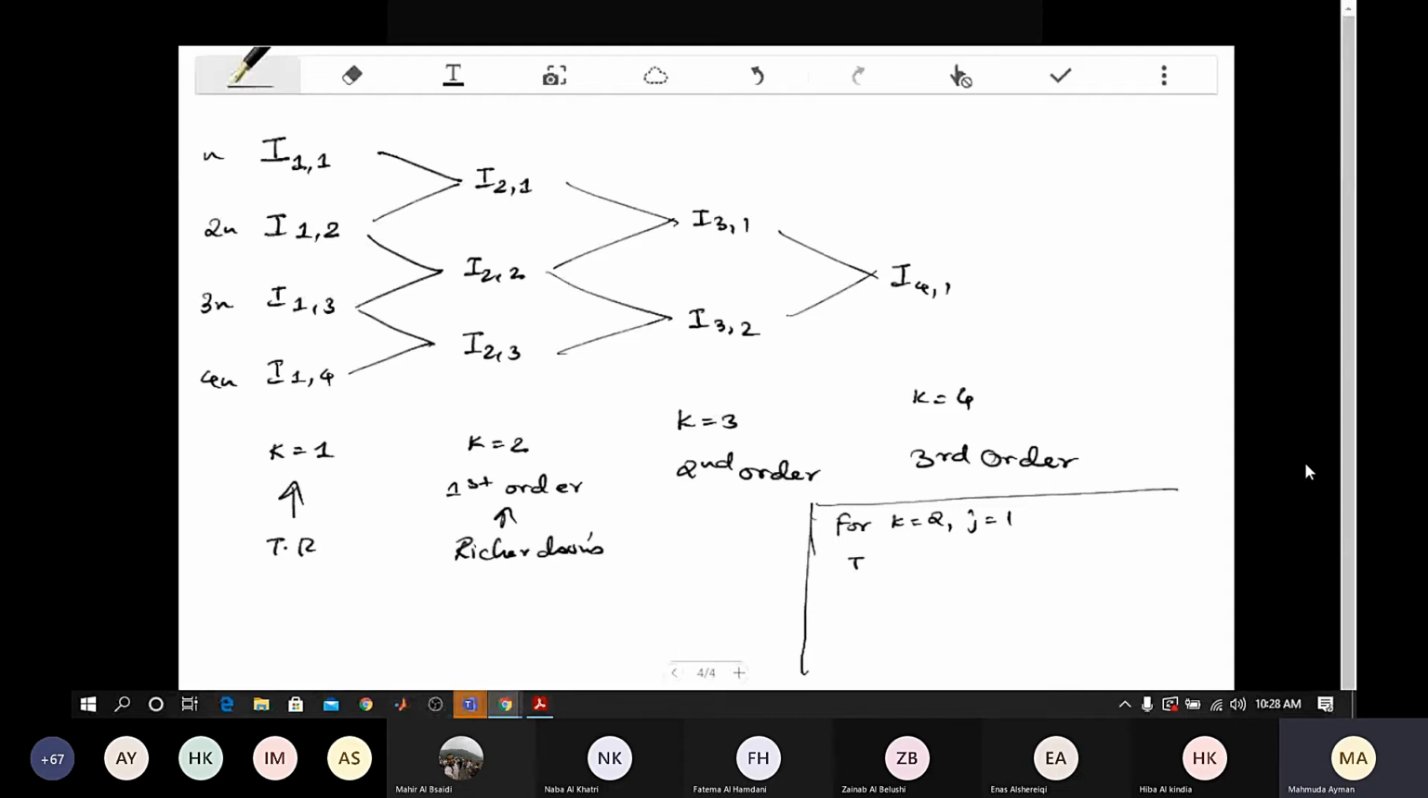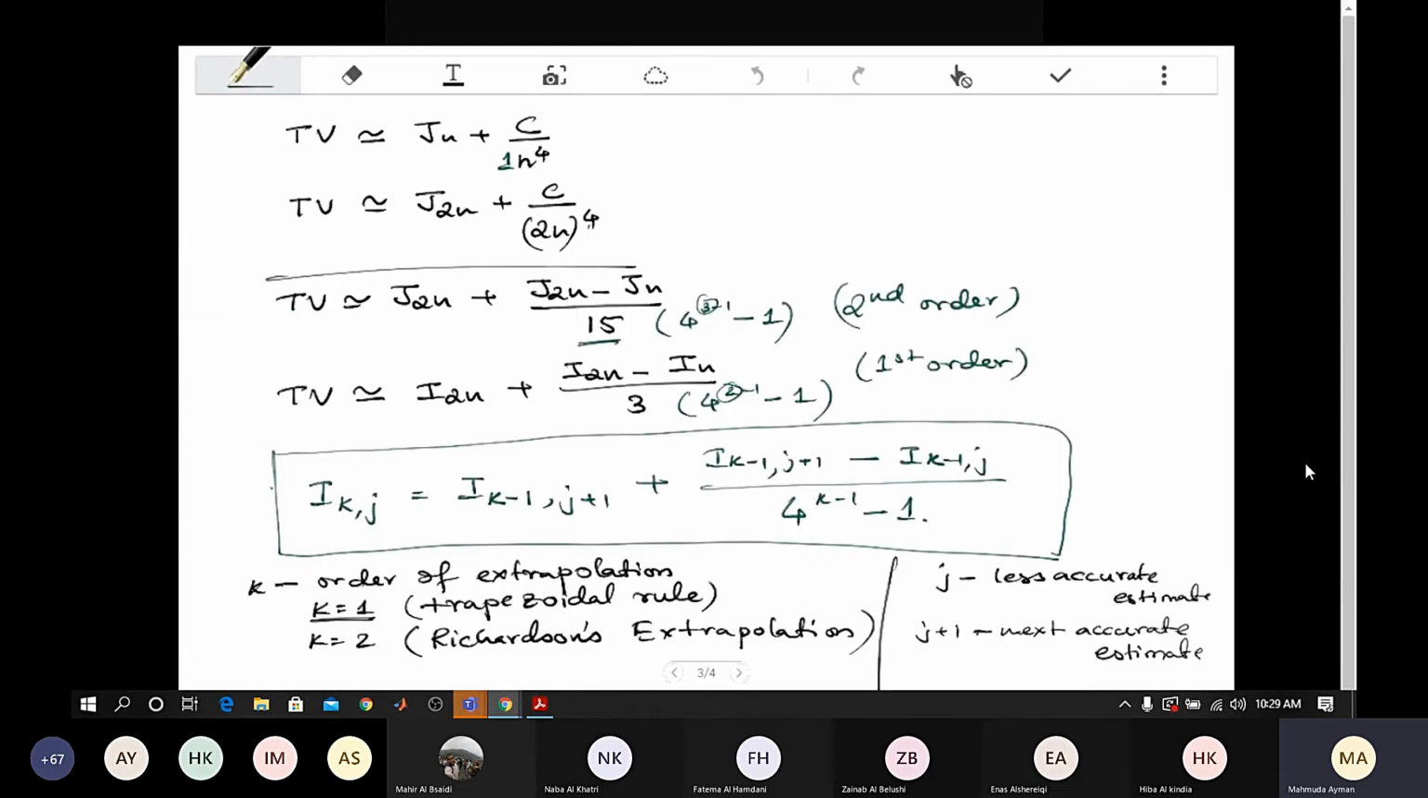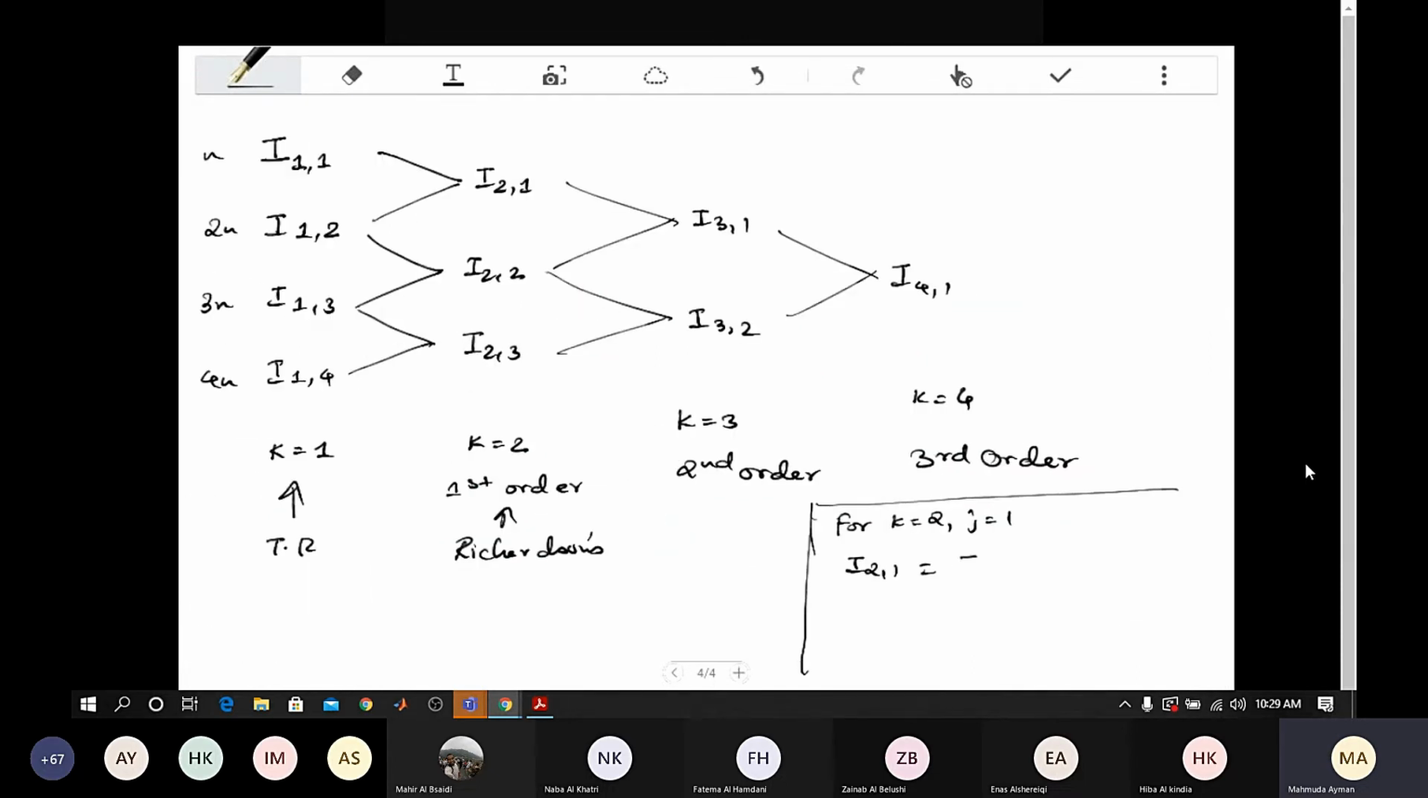If we are finding now I2,1, according to the formula, for the first one we'll have I of k minus 1 and j plus 1. So I of k minus 1, 2 minus 1 is 1, comma j plus 1, 1 plus 1 is 2.